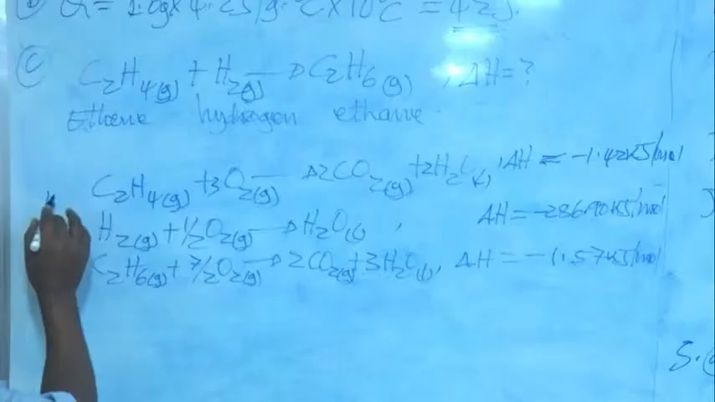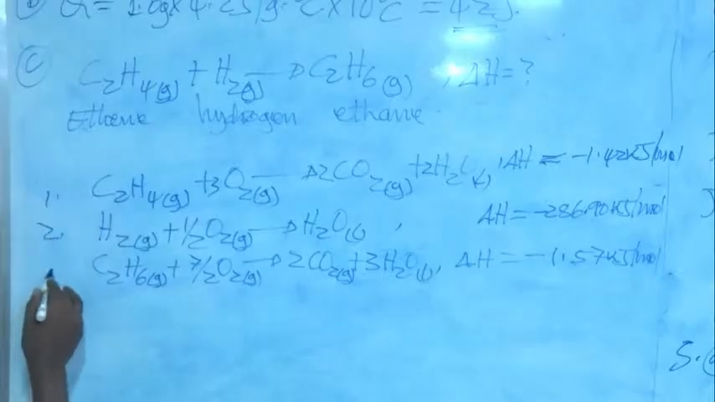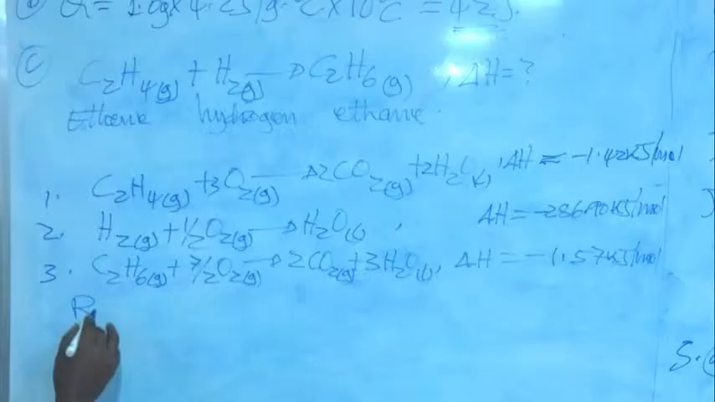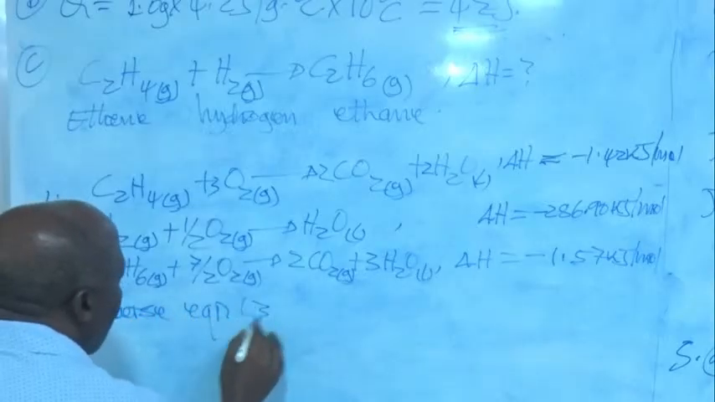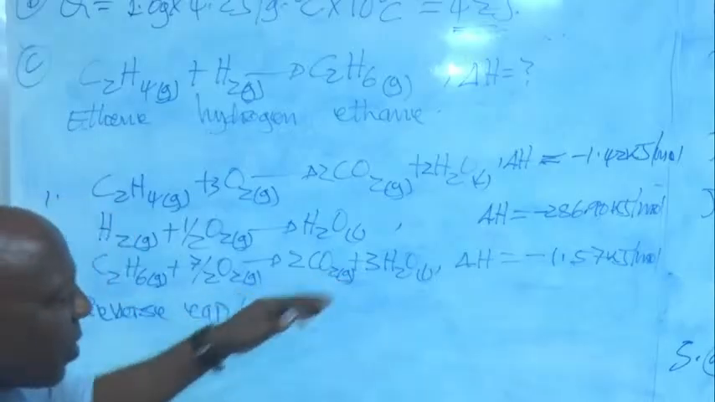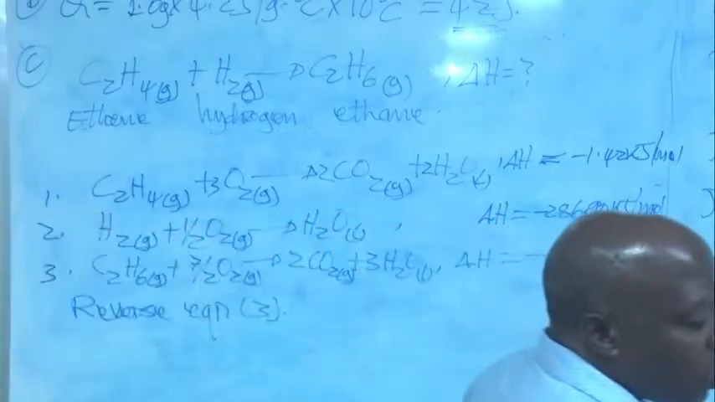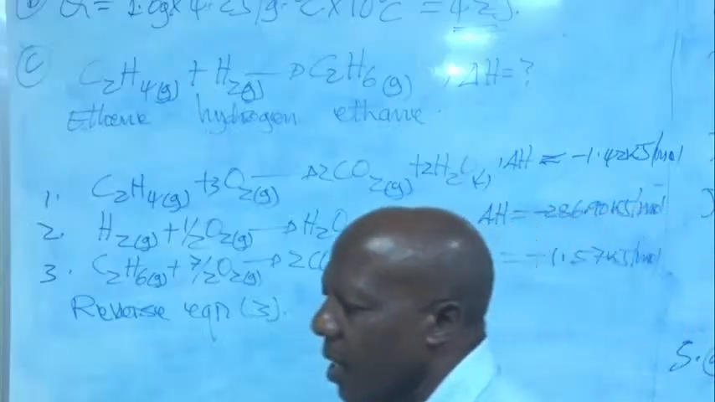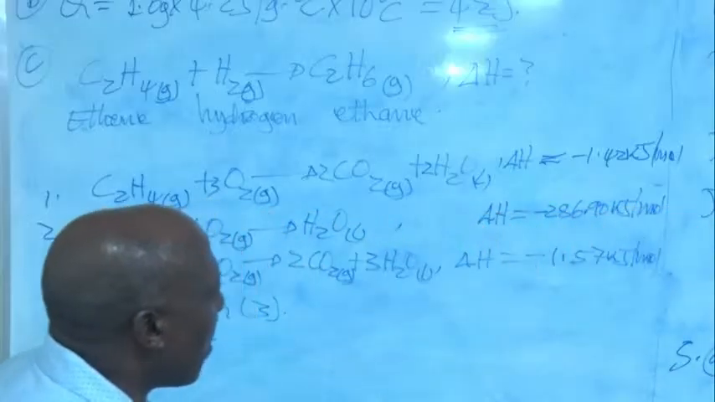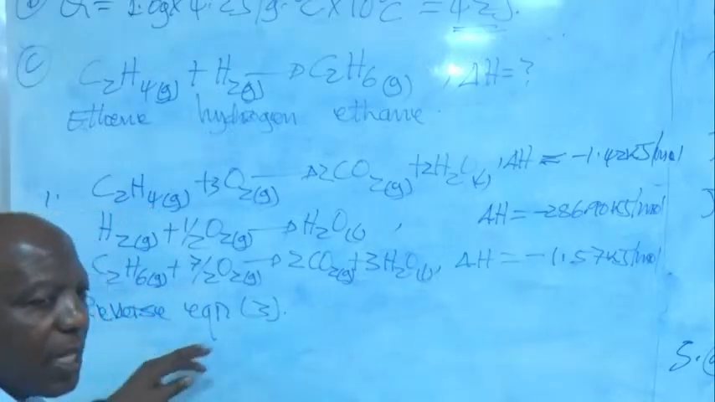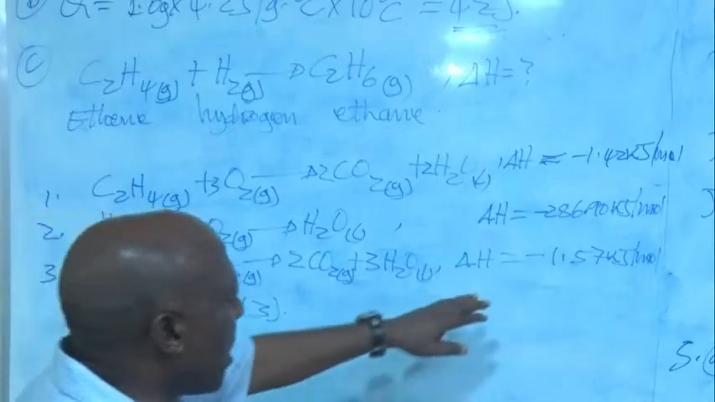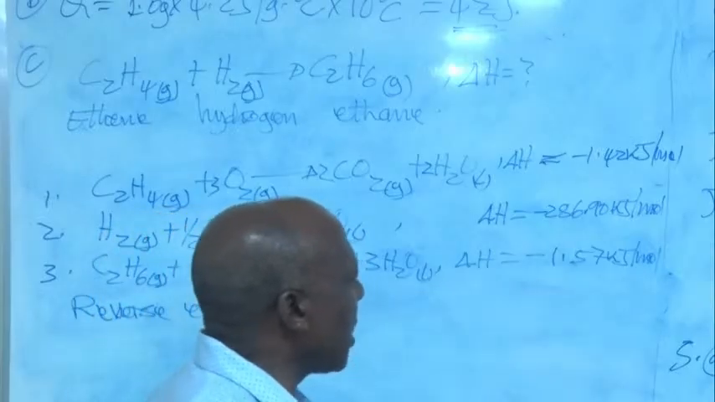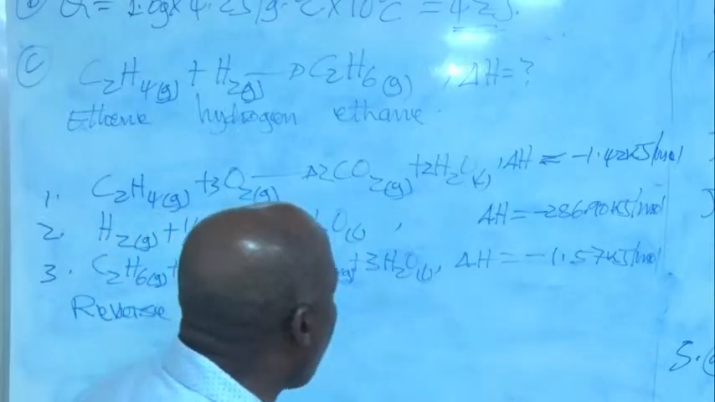So let this be equation number 1, equation number 2, equation number 3. Then we reverse equation 3, then add the 3 equations. According to thermochemical equation rules, normally when you reverse the equation, the amount of energy change will remain the same, but its sign will change. Because here we have a negative energy, or negative sign, it will become positive.